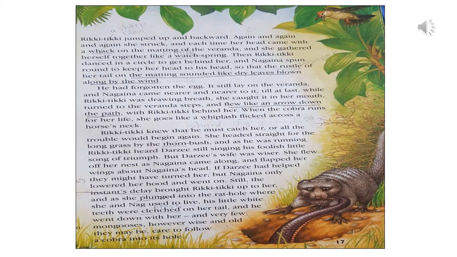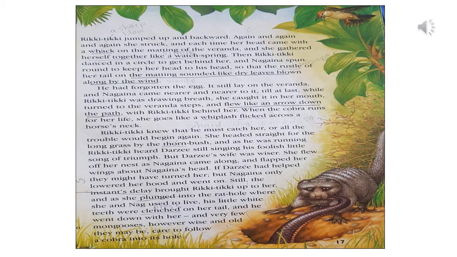When the cobra runs for her life, she goes like a whiplash flicked across a horse's neck. Rikki Tikki knew that he must catch her, or all the trouble would begin again. She headed straight for the long grass by the thorn bush, and as he was running, Rikki Tikki heard Darcy still singing his foolish little song of triumph.